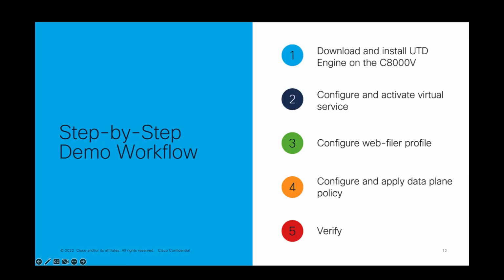So for the demonstration, we're going to go over 5 different steps. First, we're going to show how to download and install the UTD engine on the Catalyst 8000V. After we install the application container, we can activate the container and give it the proper resource allocation. After we do that, we'll configure the web filtering profile. And then after we configure and apply the data plane policy, we'll verify the configuration. And then we'll set up a host and try to access websites on our block list or in our block categories to show that UTD engine is working properly. And that should wrap up our demo for today.